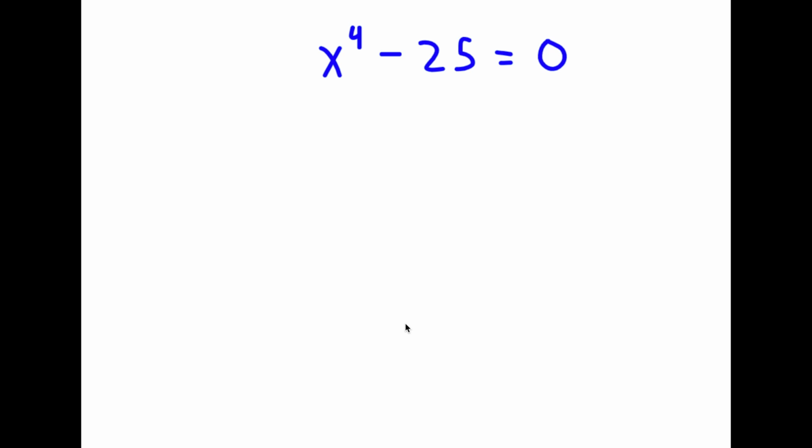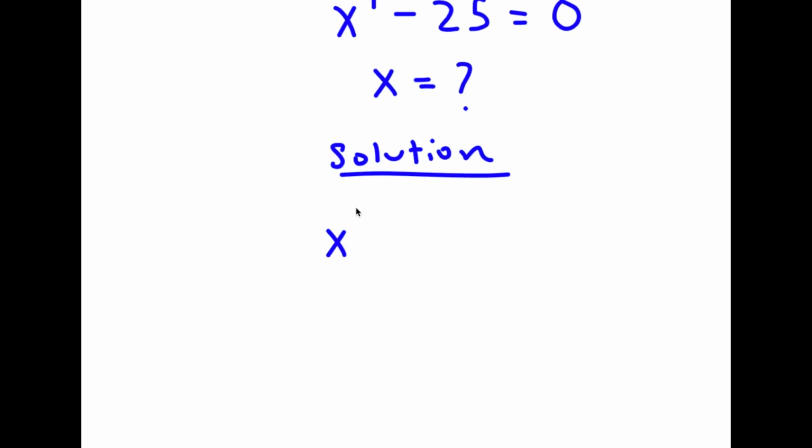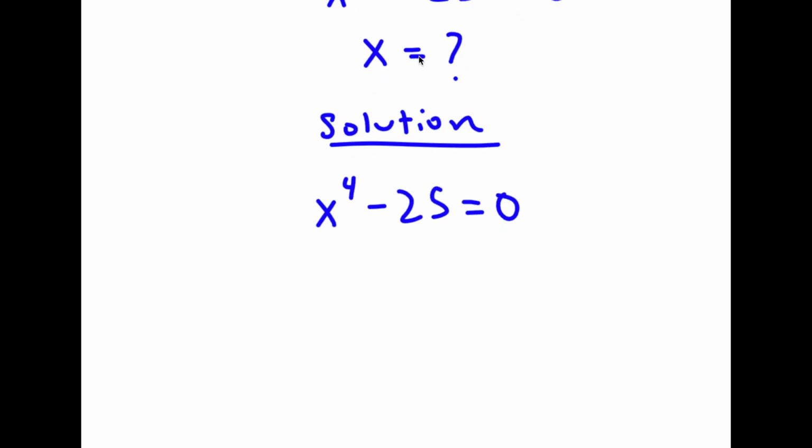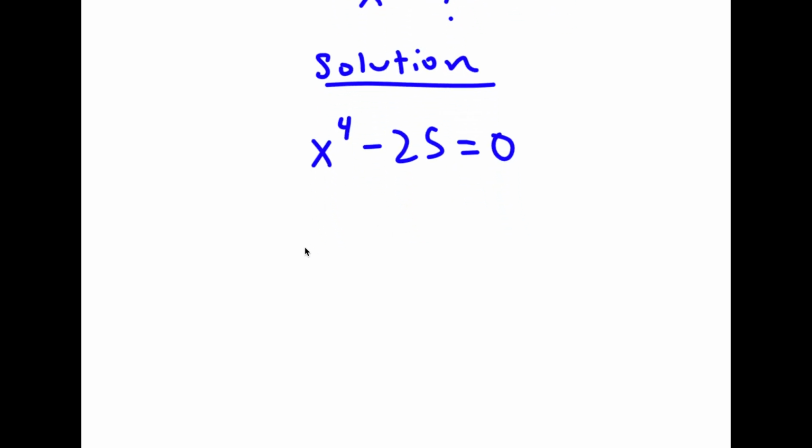Alright, so in this problem, I have x to the power of 4 minus 25 is equal to 0. So I'm going to find the value of x here. For my solution, first start with x to the power of 4 minus 25 is equal to 0. Now I'm going to rewrite x to the power of 4 as x to the power of 2 times 2, and rewrite 25 as 5 squared.